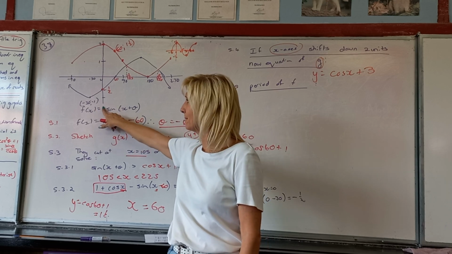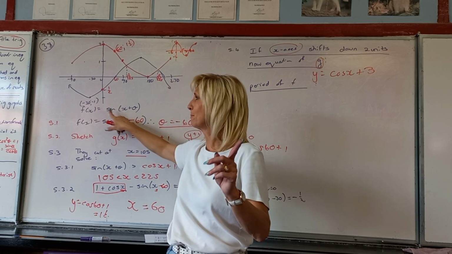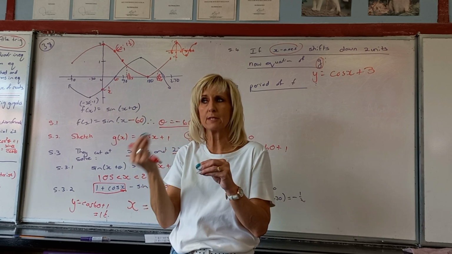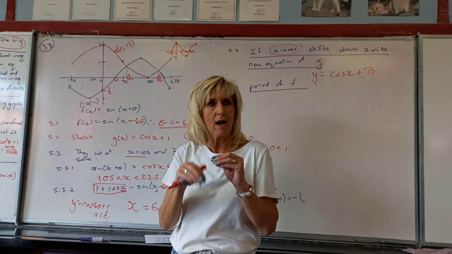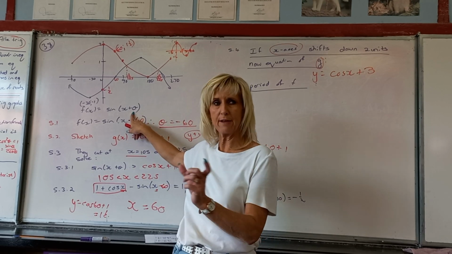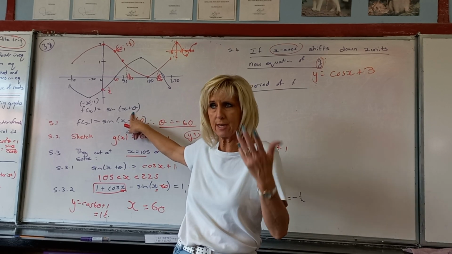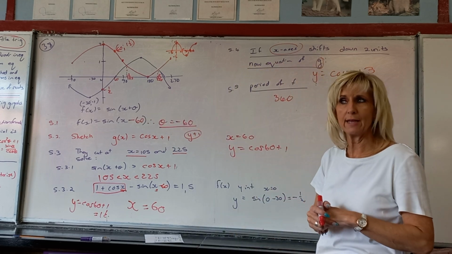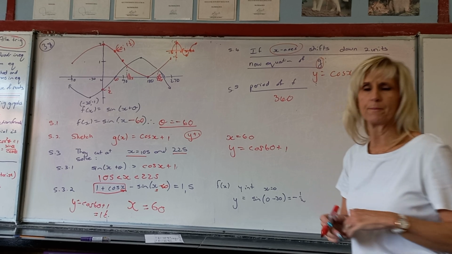Not in the front, that's the amplitude. But the period has got to do something with the x. If the x has been multiplied or divided. Otherwise, if it's been shifted left and right, the period didn't change, so it stayed 360 because it's a sin graph. And that's that. Okay.